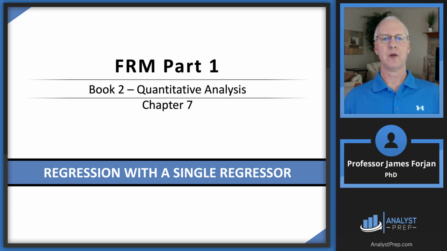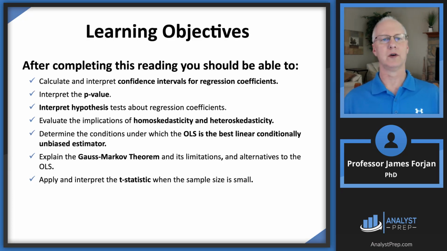This is FRM Part 1, Book 2, Quantitative Analysis, Chapter 7, Regression with a Single Regressor. And this chapter really could be called, let's just extend what we talked about in Chapter 6. So let's get right to the learning objectives.